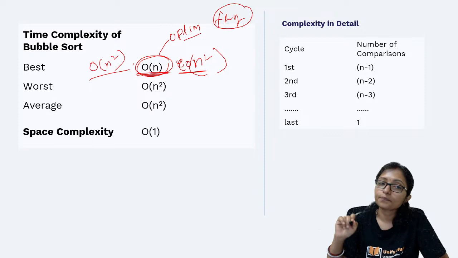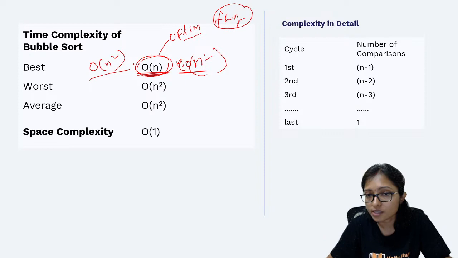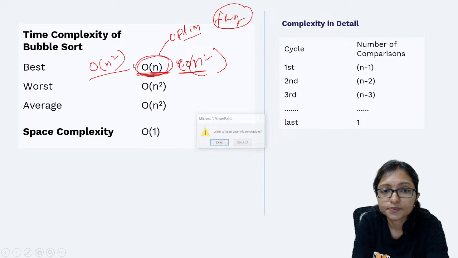Okay? Clear? These are very, very important. You need to remember it. Is this clear to everyone? Yes. Yes or no? Can I ask you a question? Because all the three sorting algorithms are done now.